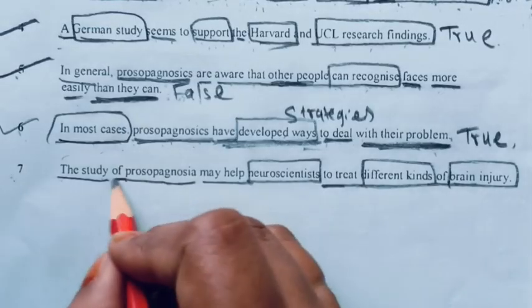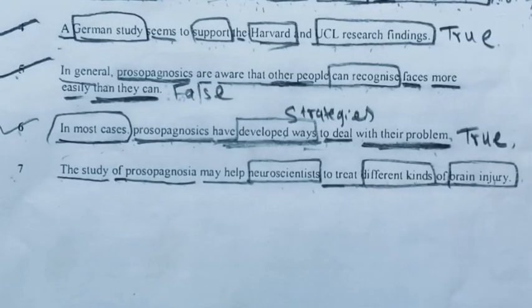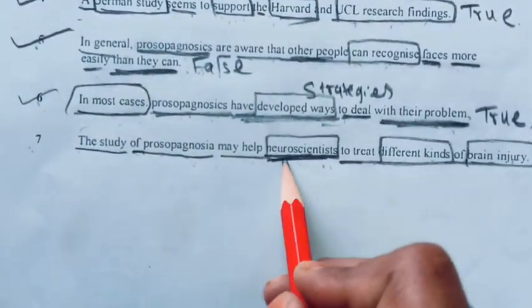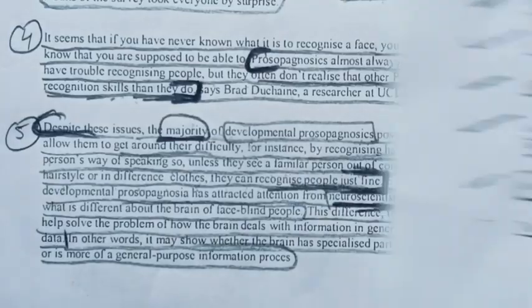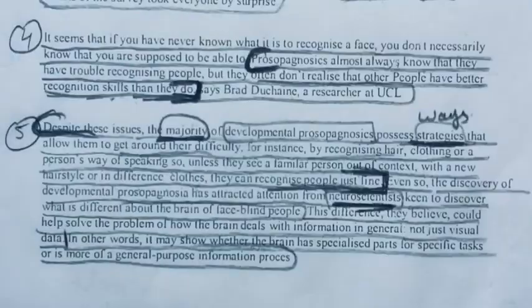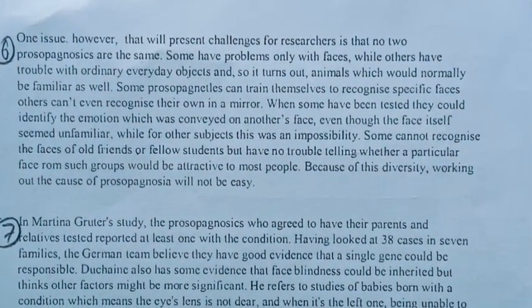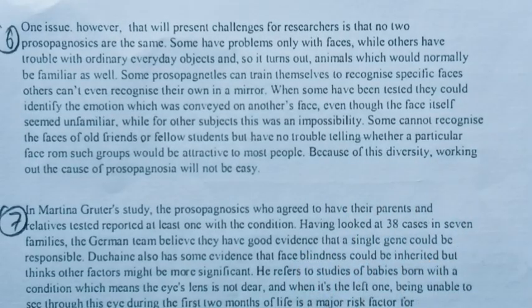Number 7, the study of prosopagnosia may help neuroscientists to treat different kinds of brain injury. We have seen the keyword neuroscientist here, but we have not seen that the study of prosopagnosia may help neuroscientists to treat different kinds of brain injury. So we have not seen this line in this paragraph. So we will move forward towards our 6th paragraph, and let's quickly read it and see whether we are getting our answer or not.